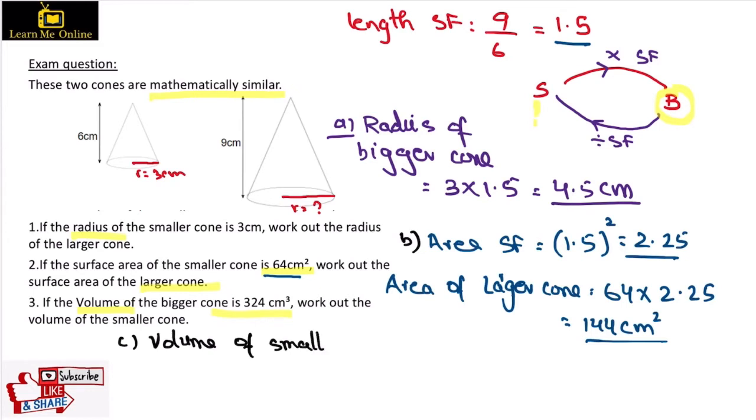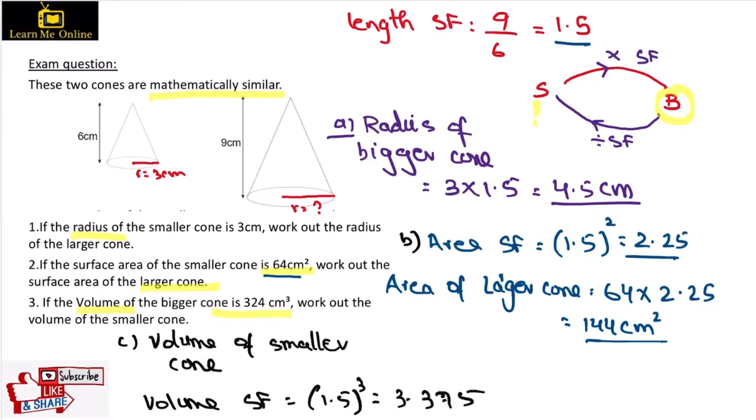To find out the volume of the smaller cone, the first thing we need to find out is the volume scale factor. The volume scale factor is the cubing of the length scale factor. So that would be 1.5 power 3. 1.5 power 3 is 3.375. So that's the volume scale factor.